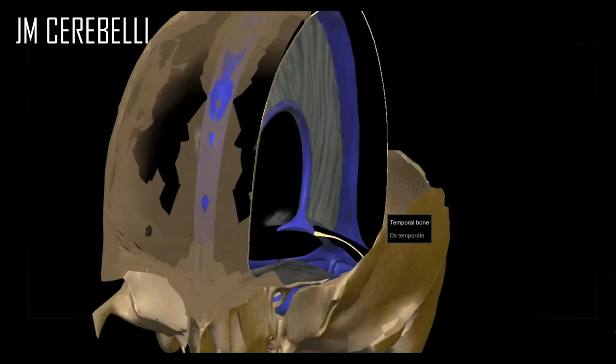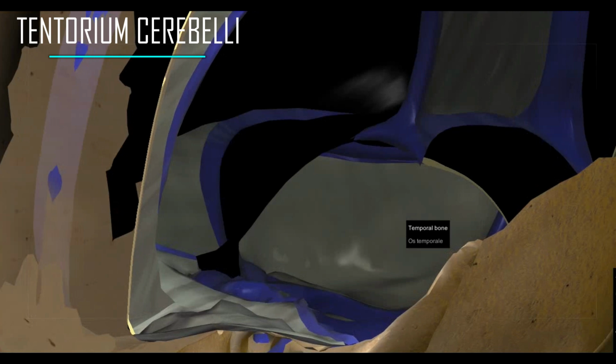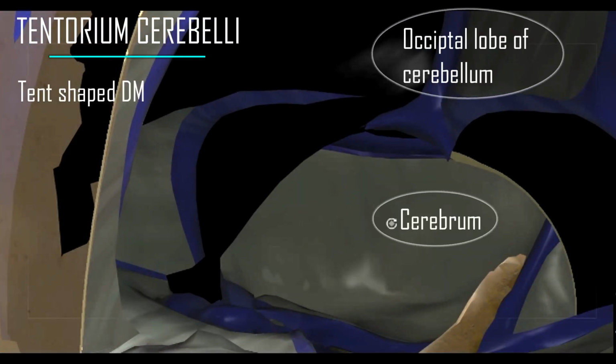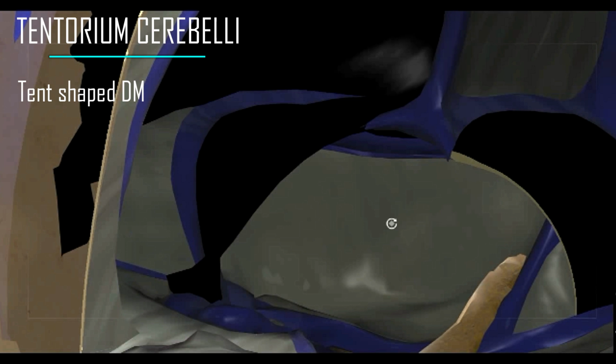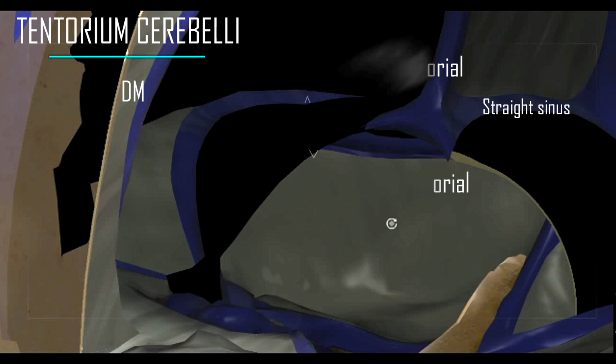Tentorium cerebelli. The tentorium cerebelli is a tent-shaped fold of dura mater that separates the cerebellum and the cerebrum, and it broadly divides the cranial cavity into two, the supratentorial and the infratentorial compartments. Tentorium cerebelli lies perpendicular to the falx cerebri. As mentioned earlier, between the tentorium cerebelli and the falx cerebri lies the straight sinus.